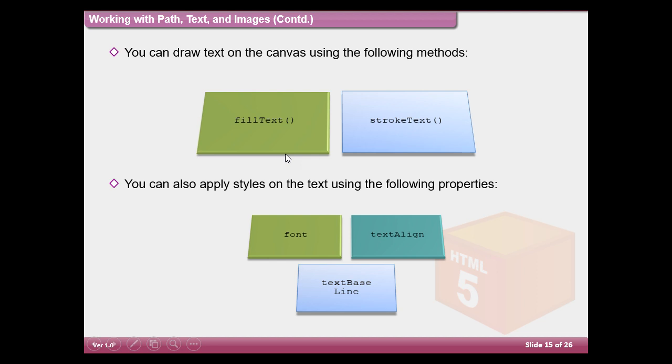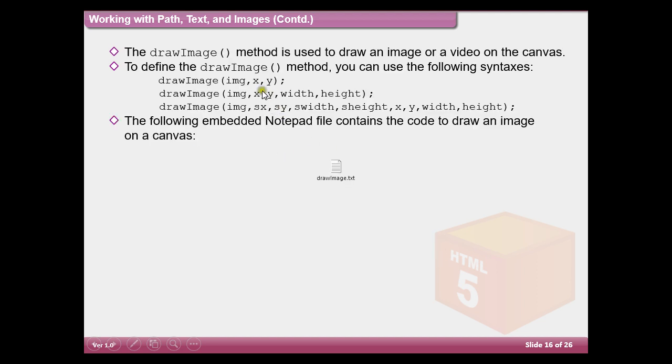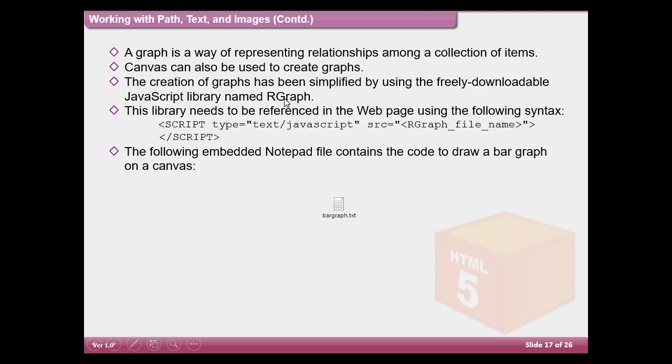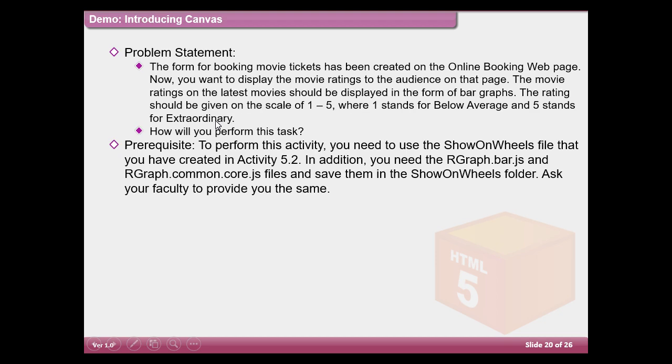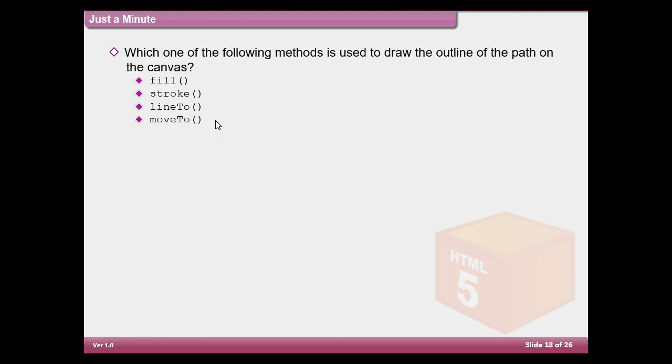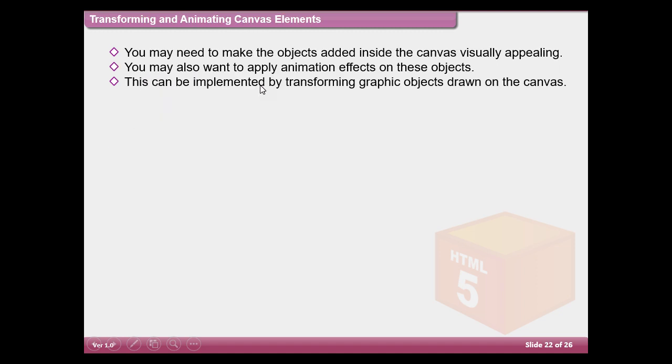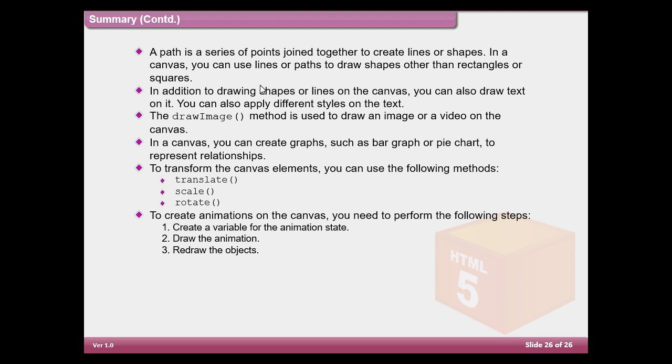Line is seen, circle is seen. Image, we have drawn the image, right? Just now that's seen. R graph is basically seen, and we have fill, stroke, line, and move, we have all seen. Problem statement: which of the following methods is used to draw the outline of the path on the canvas? We know that's going to be stroke.